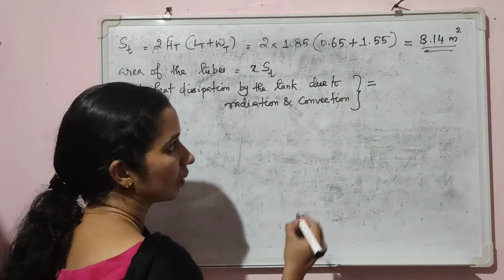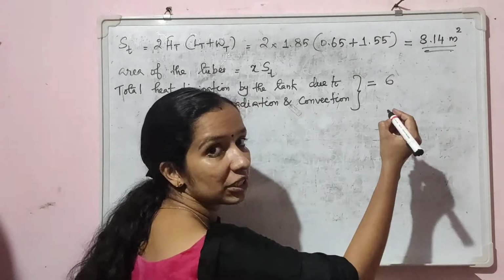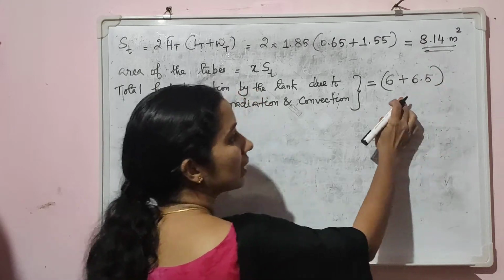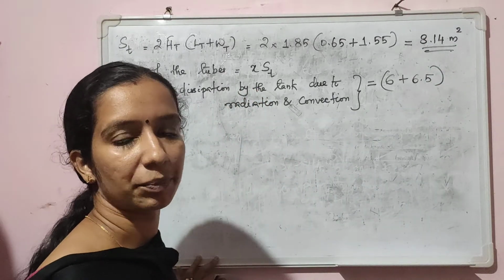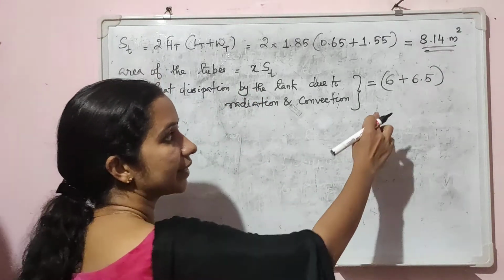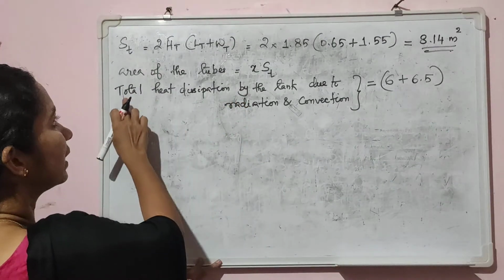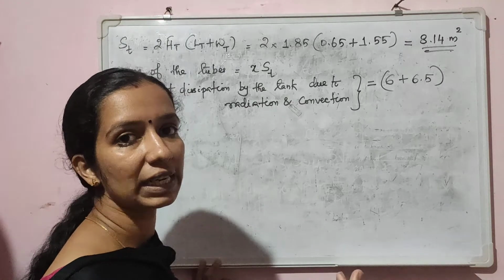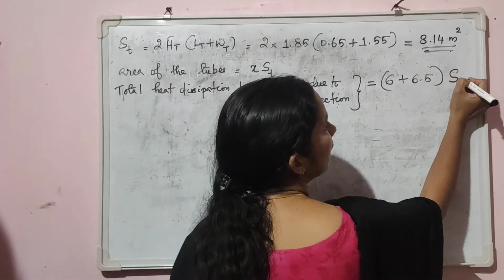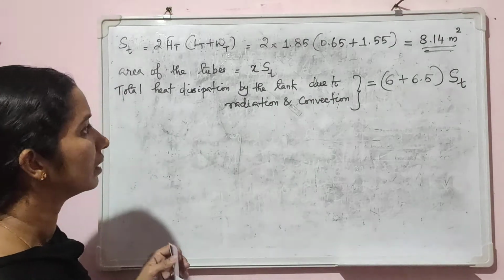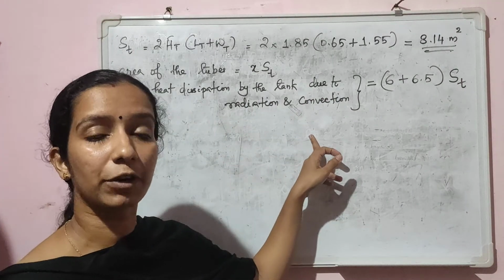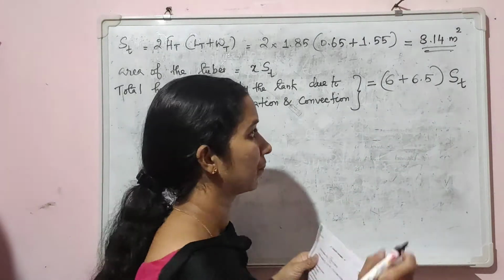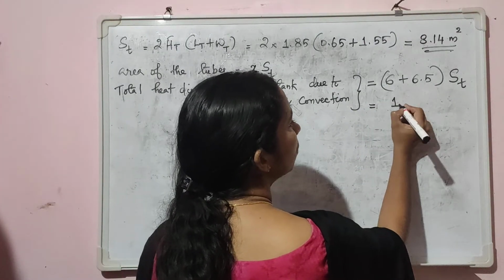Equal to, due to radiation the specific heat dissipation is 6 and due to convection it is 6.5. So this is the total specific heat dissipation. That is unit area in heat dissipation. So we are writing the total heat dissipation. That is unit area dissipation into total area. That is into area of the transformer tank. This is the total heat dissipation from the transformer tank due to both radiation as well as convection. That is 12.5 into ST.